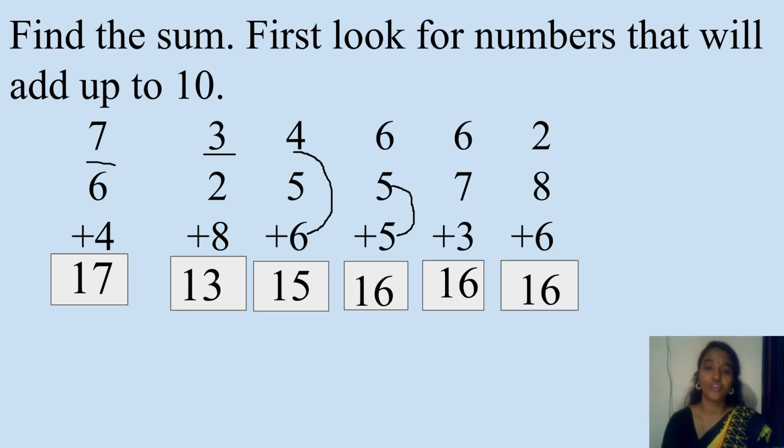Next, go for the next sum. 6. The friend of 6 is 4. Is 4 there? No, no. Next, go for the next digit. 7. The friend of 7 is 3. It is there? Yes, it is. 7 plus 3 is 10. 10 plus 6 is 16.